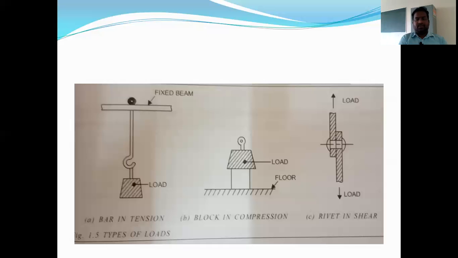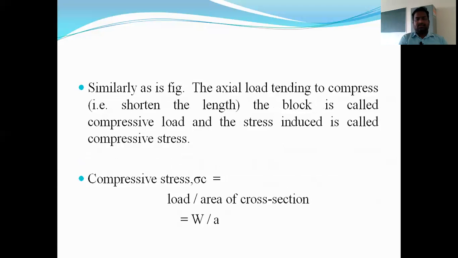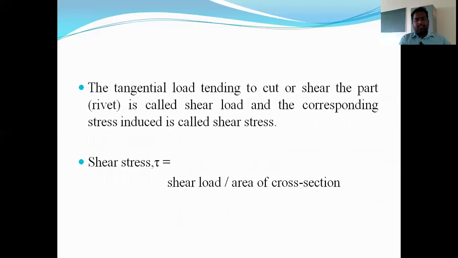Similarly, in the figure, the axial load. After that we will observe this figure. Similarly, the axial load tending to compress the block is called compressive load. Compressive means we shorten the length, that's why it is called a compressive load. And the stress induced is called compressive stress. So compressive stress is equal to load by area of cross section, W by A.